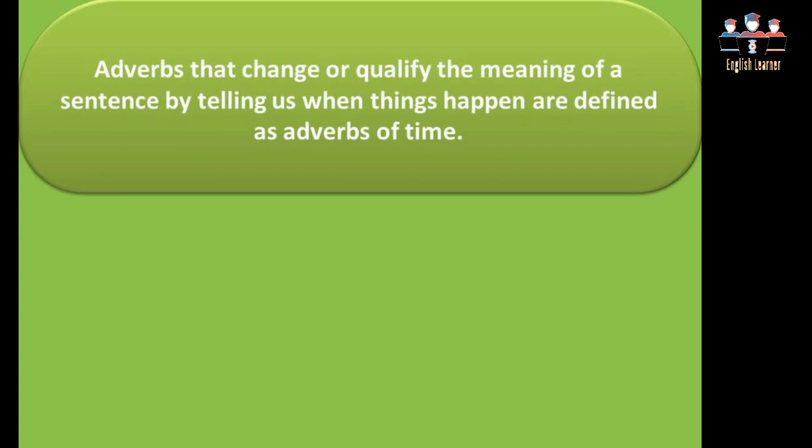So students, we are going to start our topic with the definition. Adverbs that change or qualify the meaning of a sentence by telling us when things happen are defined as adverbs of time. It means adverb of time gives us the answer about when. We have to just focus on the question sense: if the question is indicating the answer of when, then it means we are dealing with adverb of time.